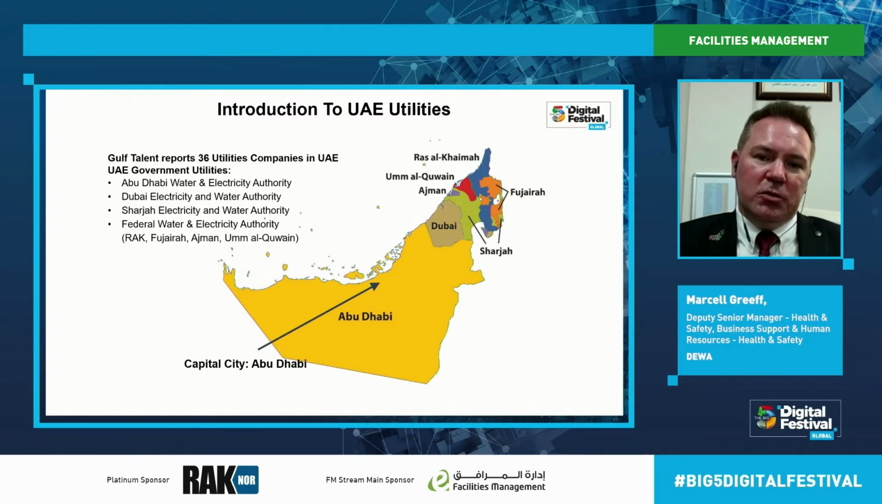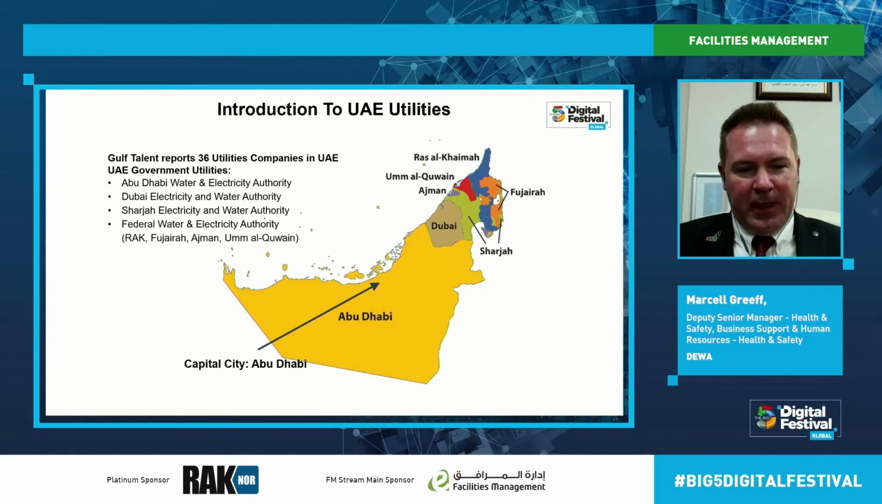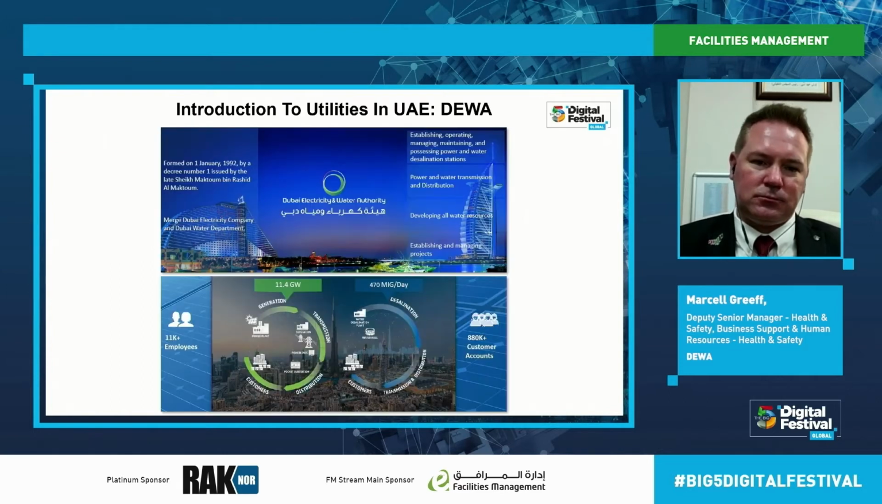Okay, so moving over to utilities. As an introduction to UAE utilities, we have a few government utilities. In terms of the total number, Gulf Talent reports 36 utilities companies are available in the UAE. But we are talking today about UAE government utilities, and there are only 4. The first one, Abu Dhabi Water and Electricity Authority, is responsible for Abu Dhabi. Dubai Electricity and Water Authority is responsible for Dubai. Sharjah Electricity and Water Authority is responsible for Sharjah. And the last one is the Federal Water and Electricity Authority, which is responsible for Ras Al Khaimah, Fujairah, Ajman, and Umm Al Quwain.